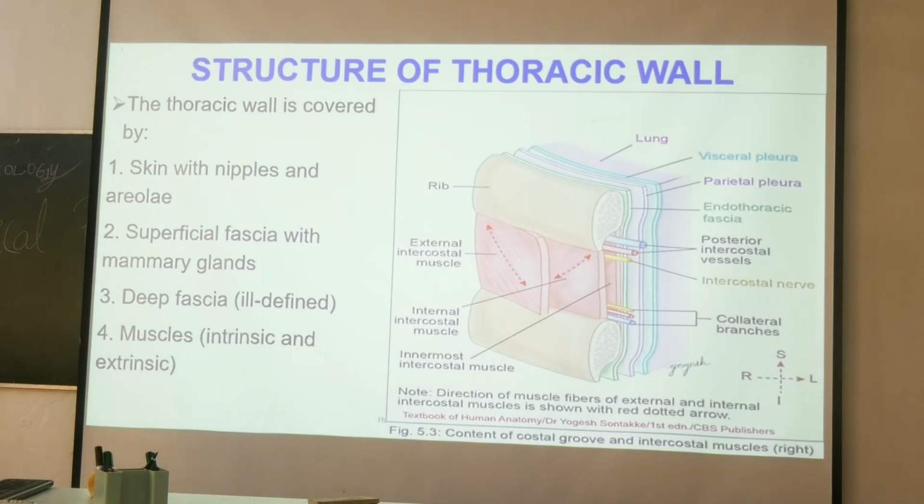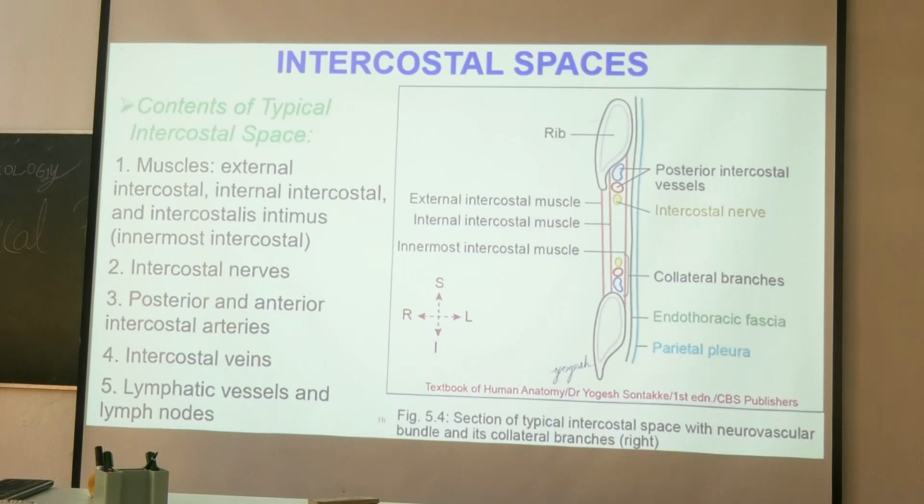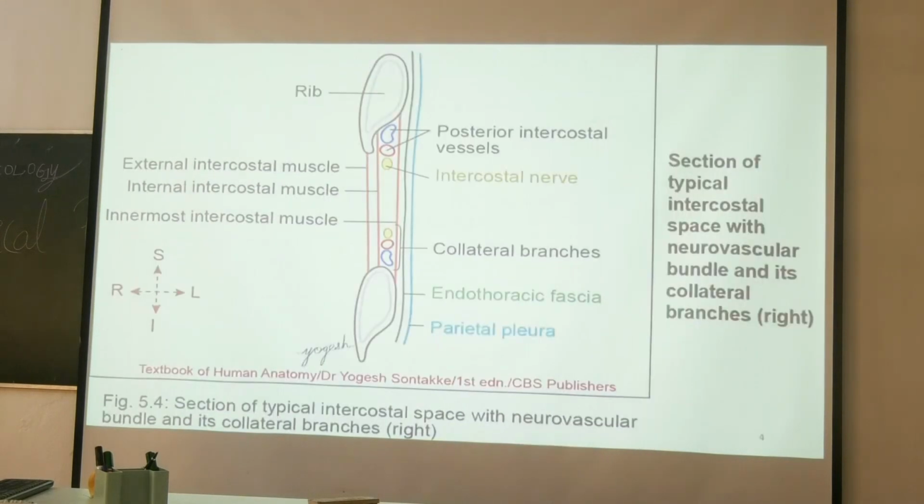The muscles are intrinsic and extrinsic muscles. See, these are the 2 ribs. In between the 2 ribs are the muscles: external intercostal, internal intercostal, and innermost intercostal, or intercostalis intimus. And these are the structures in the costal groove: vein, artery, and nerve. And these are the collateral branches of these structures.